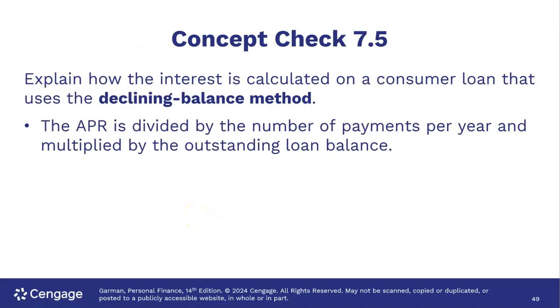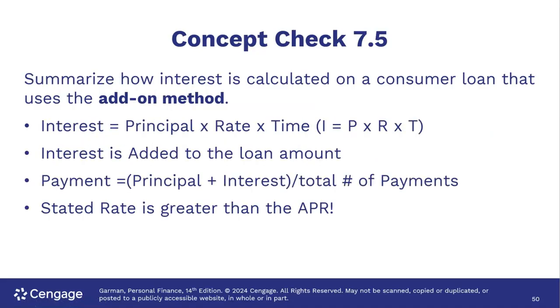So, concept check 7.5. How is interest calculated on a loan that uses the declining balance method? The APR is divided by the number of payments per year and multiplied by the outstanding loan balance. How is interest calculated on a consumer loan that uses the add-on method? It's I equals P times R times T. Interest is principal times rate times time, and that time is in years.